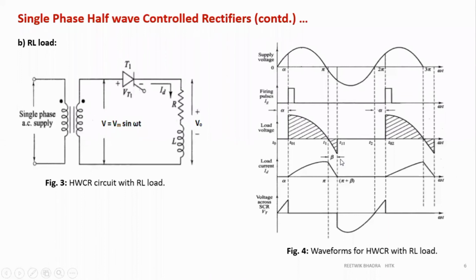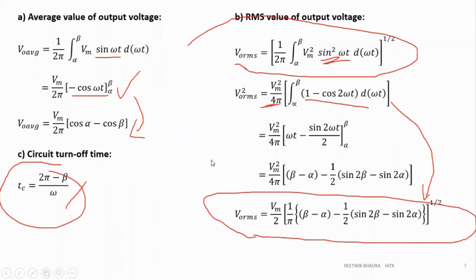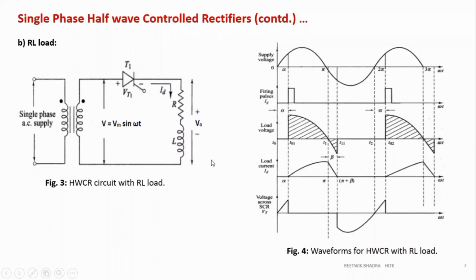So the output becomes bidirectional. If it becomes bidirectional, it is becoming AC. So can I say the rectification efficiency of the rectifier is decreasing? Yes, because the rectifier needs to convert AC to DC. Now, if this waveform extends slightly further, the rectification efficiency will decrease even more. So there is a problem with RL load.